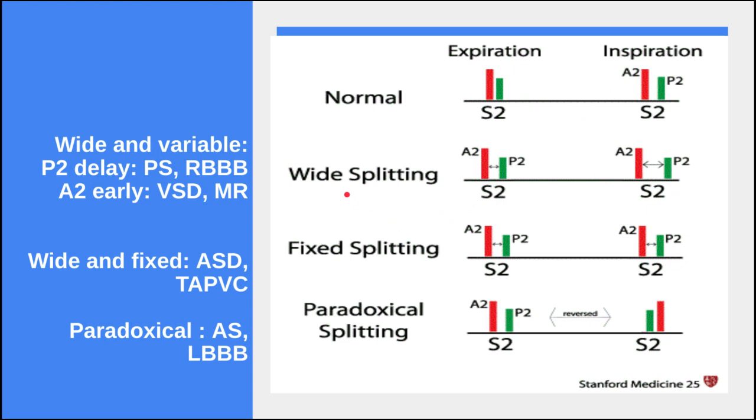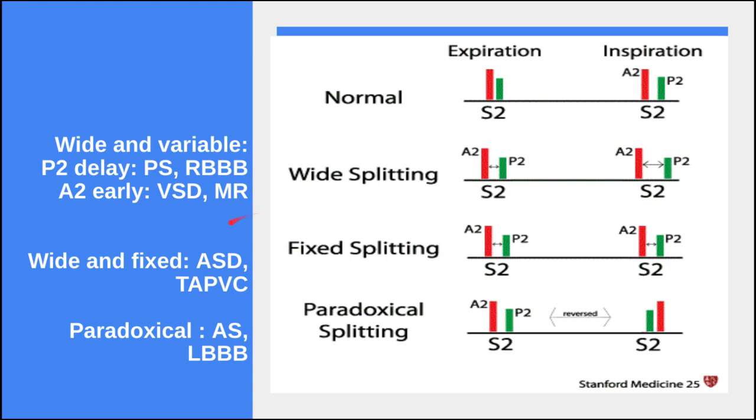Then wide splitting of the second heart sound with respiratory variability is seen in pulmonary stenosis and right bundle branch block, then VSD and MR. So there is wide split with respiratory variability. In pulmonary stenosis and right bundle branch block, the wide split is due to delay in P2, and in VSD and MR, A2 comes early, so there is wide split.